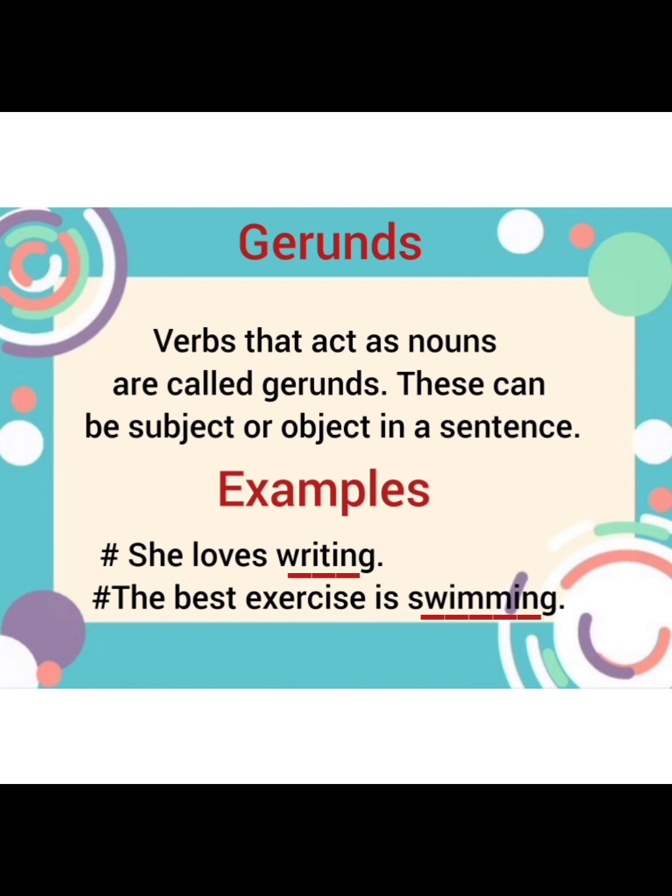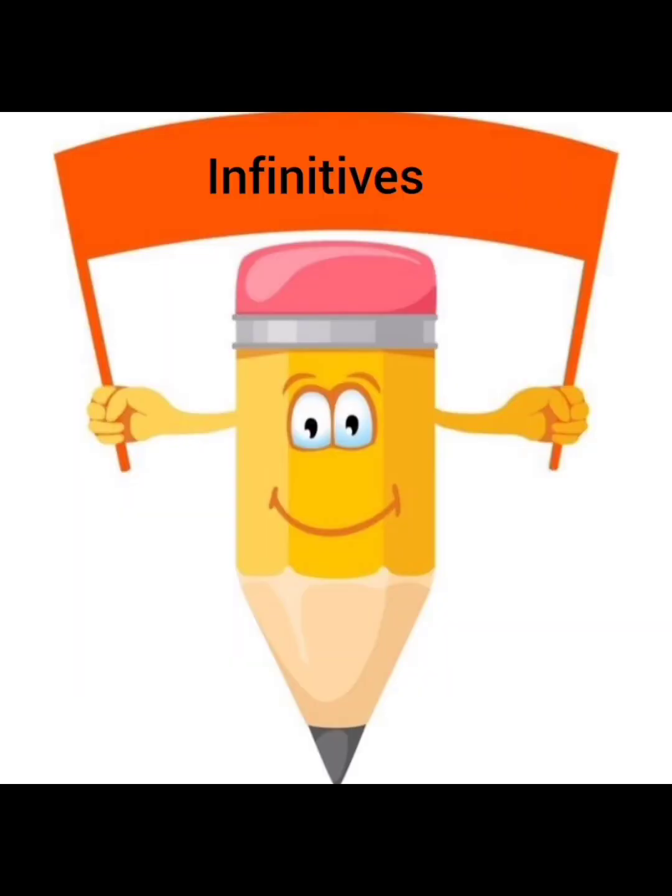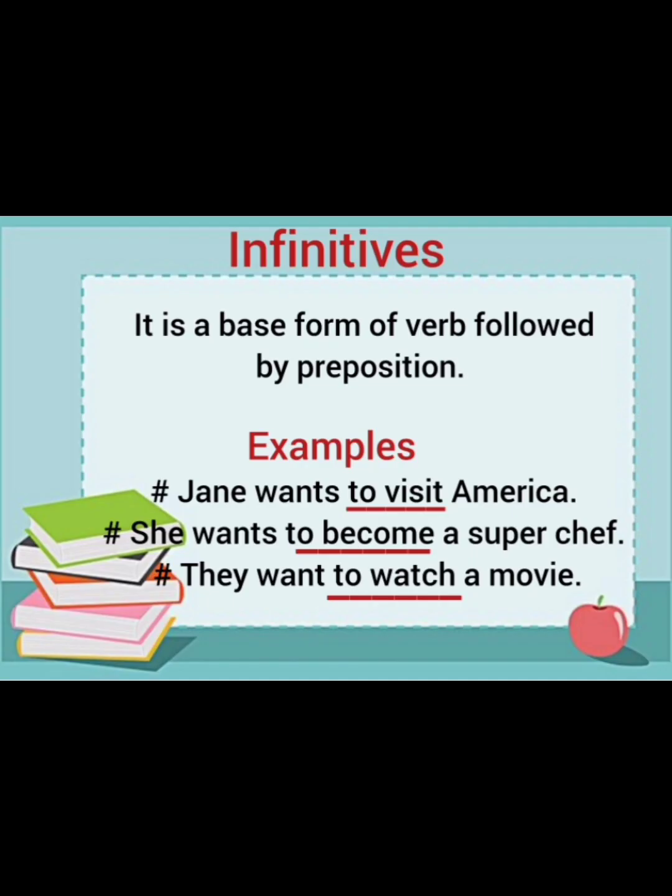Last example, the best exercise is swimming. Now again if you analyze this whole sentence, swimming is at the place of the object and it functions as a noun, a gerund. Next I have infinitives. It is the base form of a verb preceded by a preposition, and that preposition is to. You can form this infinitive with the help of the preposition to plus verb one, but the function will be of either a noun, an adjective, or an adverb within a sentence.